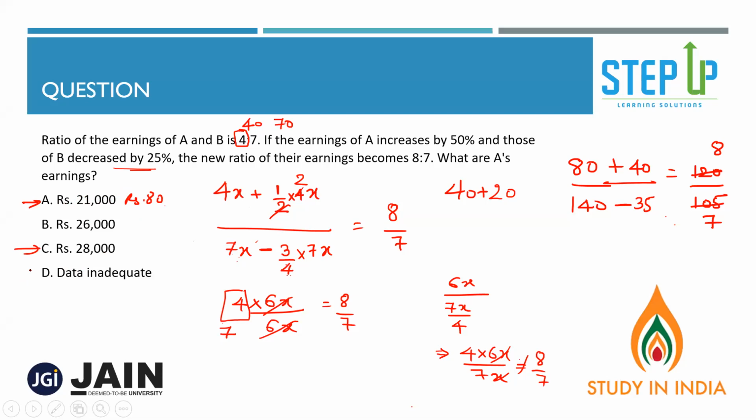Otherwise, if that is the case, you can just go ahead with 28,000 is divisible by 4 and A's earning should be divisible by 4. That's the direct answer in that case. But if you see logically or mathematically, it's not giving you an answer because here both the terms are getting cancelled, X and X. So what do you need to calculate overall?